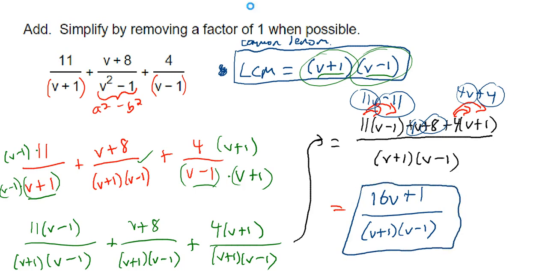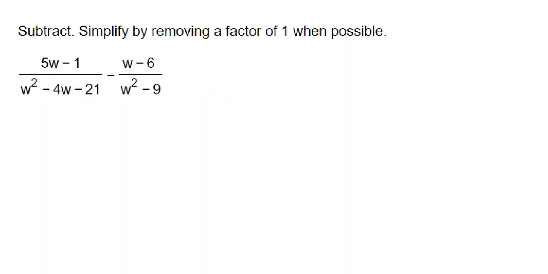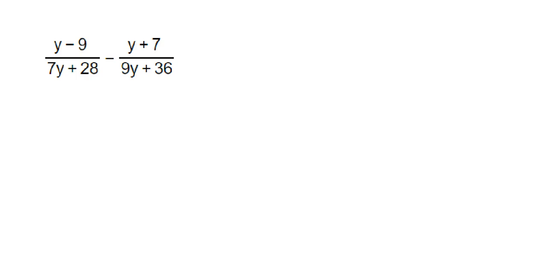All right. Let's take a look at, I think I have a couple more examples. Oh gosh, I have 3 more. All right, so let's take a look at this example. We have y minus 9 over 7y plus 28 minus y plus 7 over 9y minus 36. So the first step is to factor these denominators.